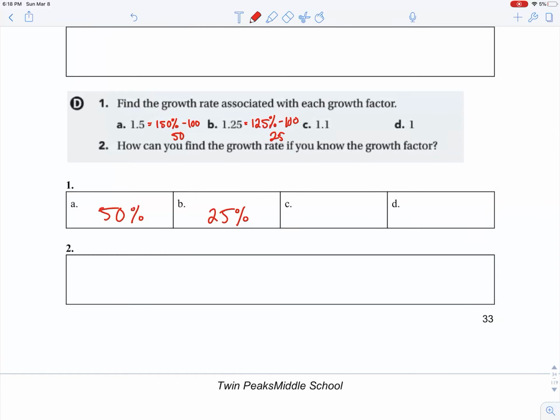Okay, go ahead and finish this off, and then write again, be specific please. How can you find the growth rate if you know the growth factor?